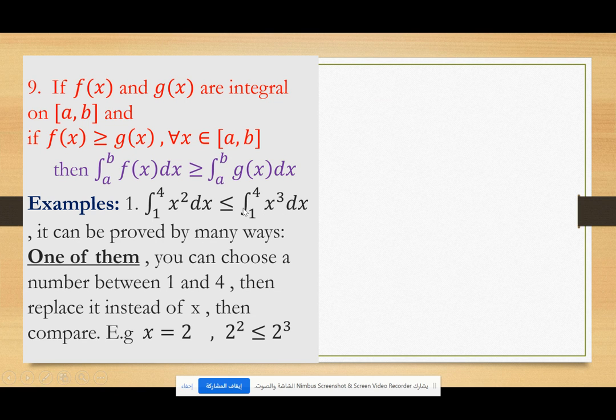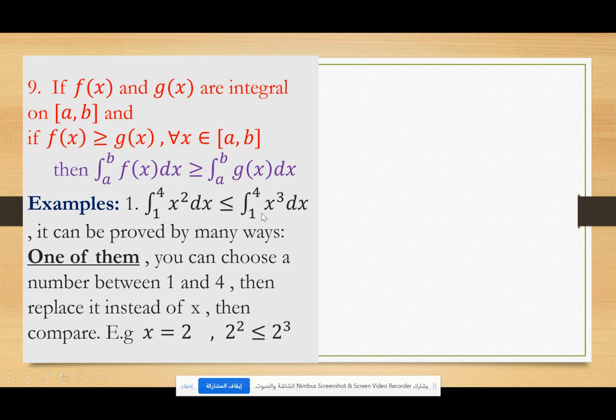You can prove that in many ways. You can use graphs also. You can draw x squared and you know how to draw it. And you can draw x cubed and you know how to draw it. And discuss them or compare between them. You can see that the region of x squared between 1 and 4 is smaller than the region of x cubed between 1 and 4. That means the area of the first should be smaller than the area of the second.